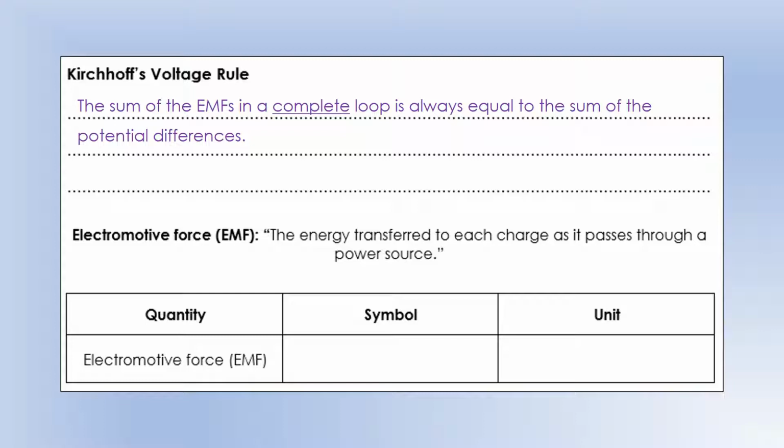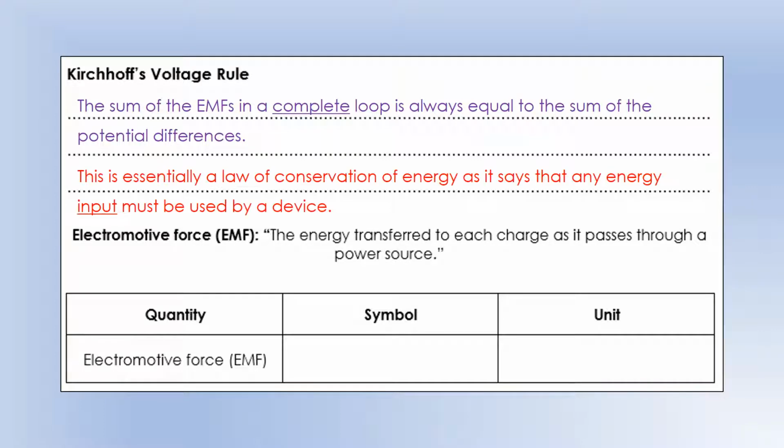So this law that we've got, the sum of the EMFs is equal to the sum of the potential differences, is a law of conservation of energy. And what it's basically saying is any energy you put into your circuit, there must be a device taking it out. That's what it's essentially saying.